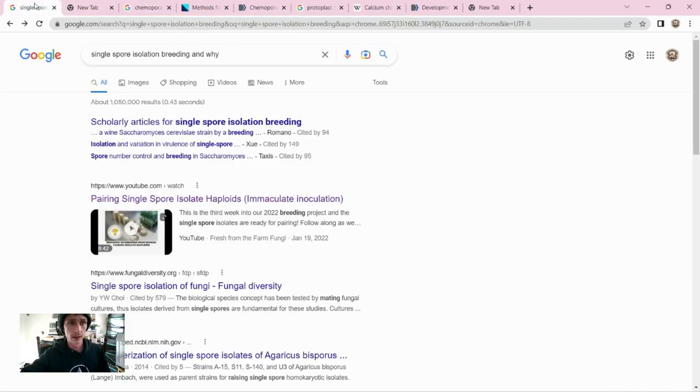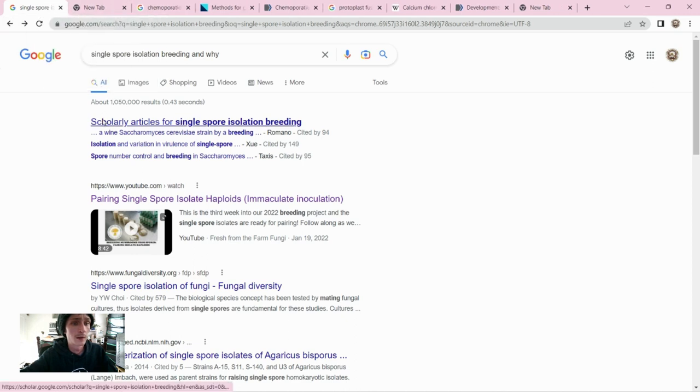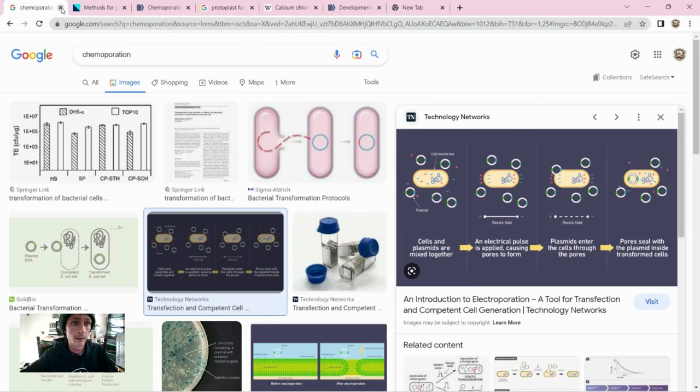I know some people were saying that they were obtaining monokaryotes without isolating spores, and that's absolutely possible. However, you are going to need a microscope to verify that. You cannot verify monokaryotic cultures without a microscope, like some people I know think that they have. However, you can do it by swapping.